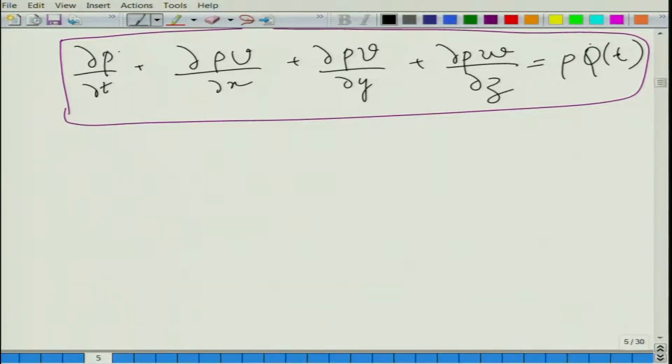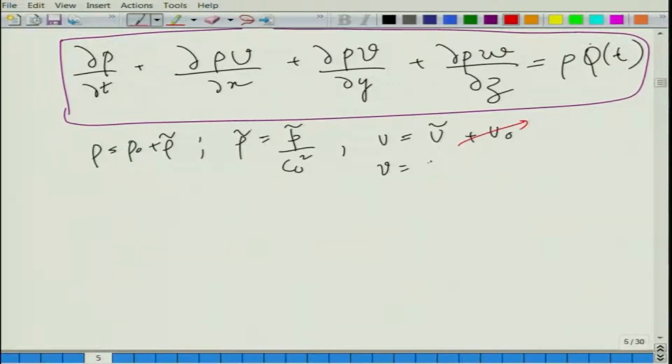So, rho is nothing but rho naught plus rho tilde, and rho tilde is equal to p tilde by c naught square, from our isentropic equation of state. And let us consider a stationary medium, that is no mean flow. So, u naught is not there, and this is v tilde omega. Under such conditions, this equation gets simplified to, I am directly writing down the steps without going into the details again, because it is something that we have done before.